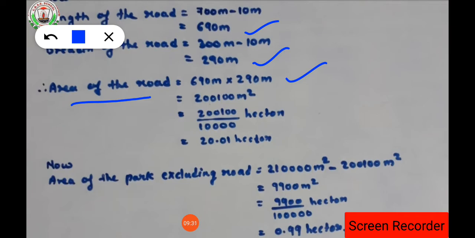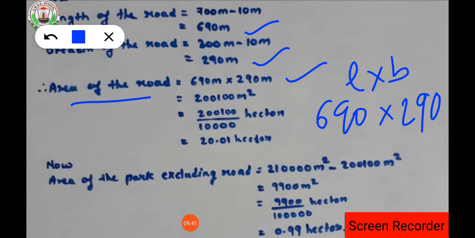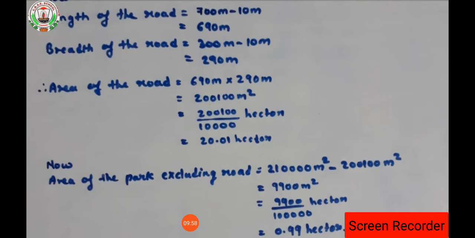Now the area of the road we are going to multiply. So area of the road is equal to area of the rectangle, so the formula will be L into B. So 690 meter will be multiplied with 290. Multiplying this we will get the required answer as 2,100,000. Not 20,000, it is 2,100,000 we are going to get as the required answer.